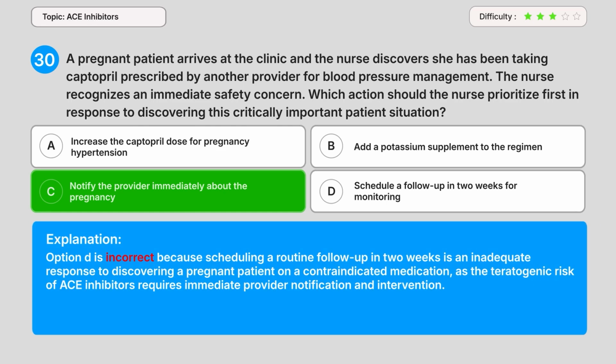Option D is incorrect because scheduling a routine follow-up in 2 weeks is an inadequate response to discovering a pregnant patient on a contraindicated medication, as the teratogenic risk of ACE inhibitors requires immediate provider notification and intervention.